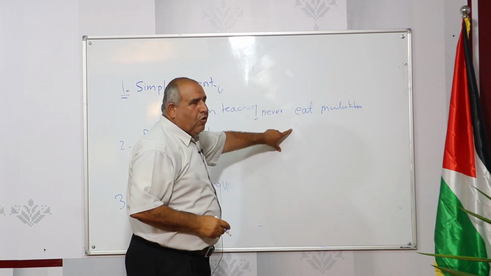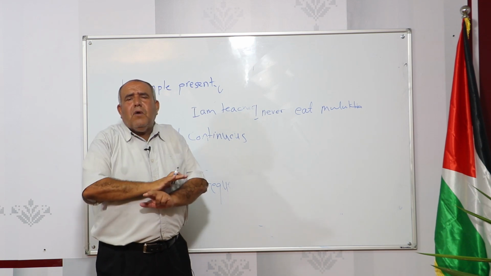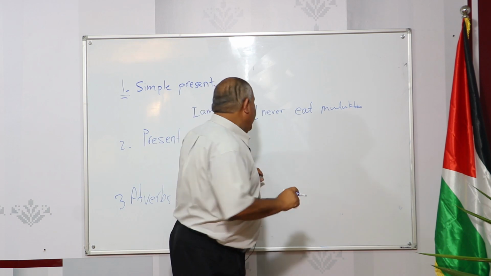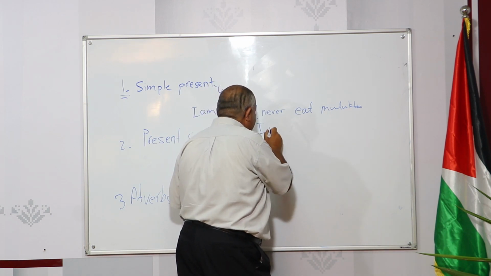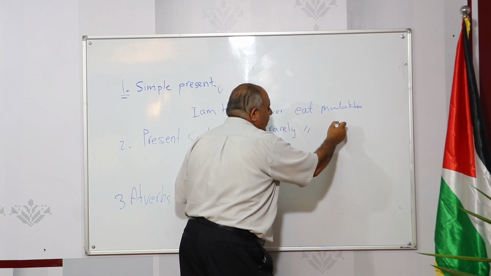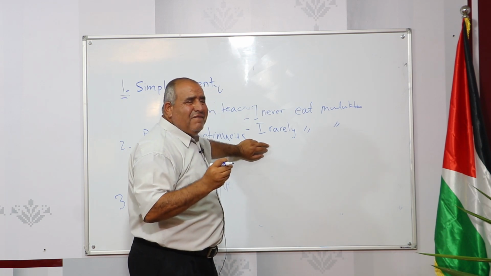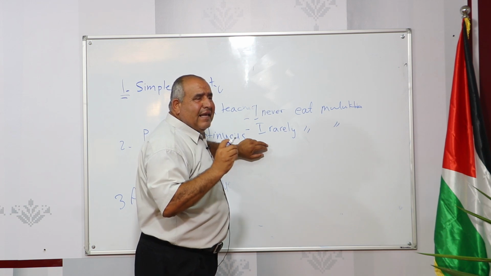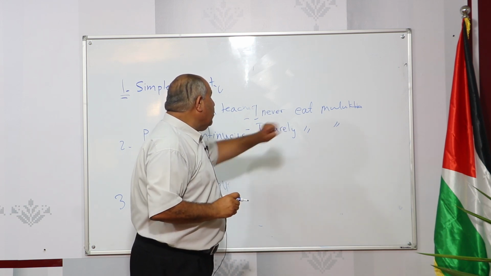I never eat ملوخية, which means that this is a case which you do not do at all. It does not happen for you at all. Or you say, I rarely eat ملوخية, which means that in very, very seldom cases, in very rare situations, you eat ملوخية.